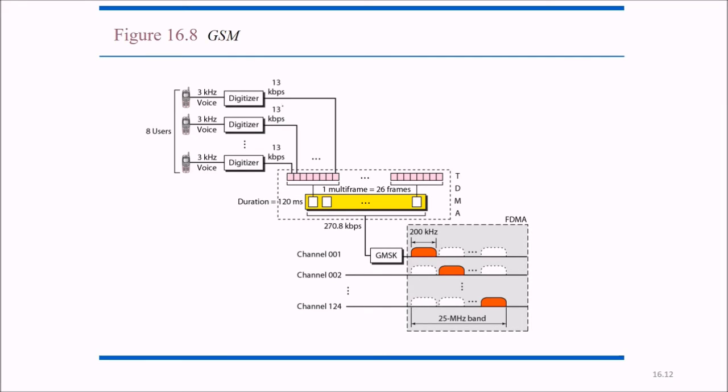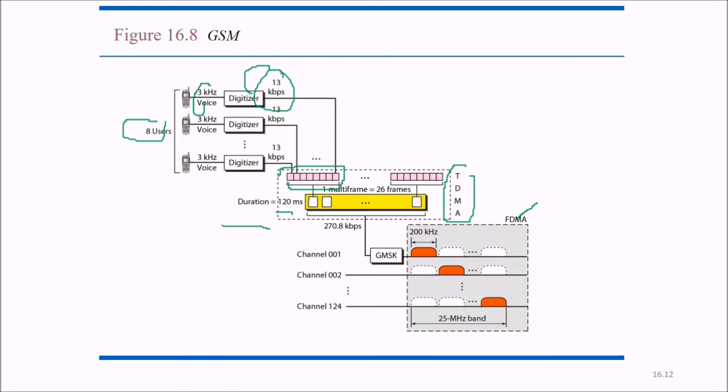So in GSM, the situation is like this. It uses TDMA along with FDMA. If some users are trying to communicate, you have a digitizer that converts the voice to some bits per second. And now you have a duration, because you are using TDMA here. So the duration is say 120 millisecond.